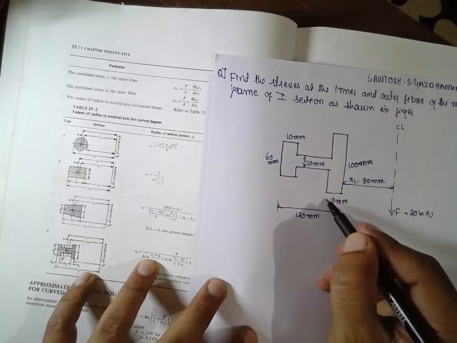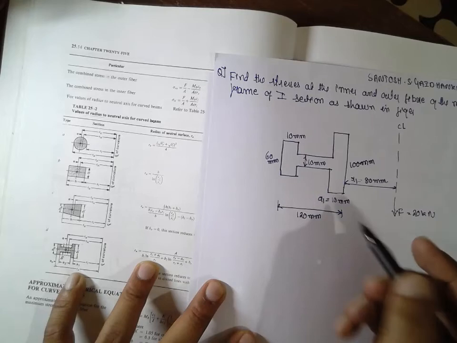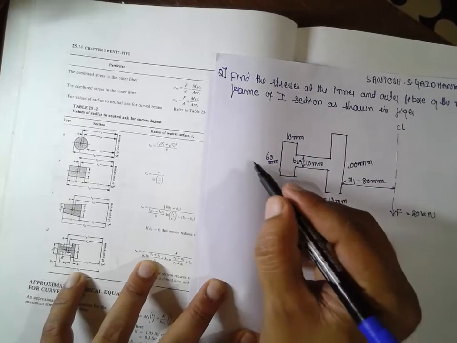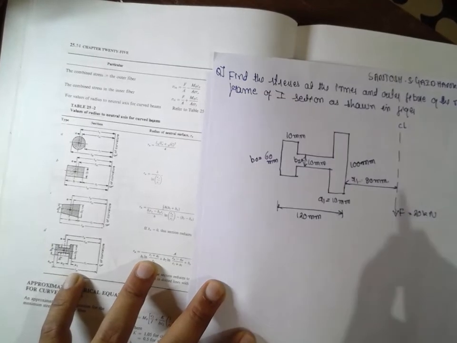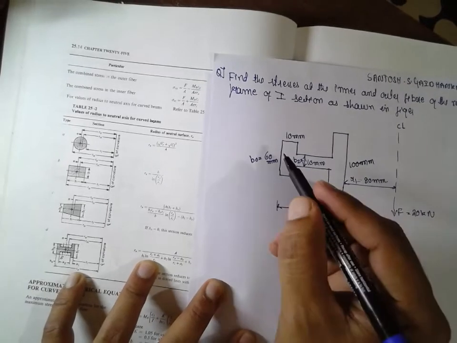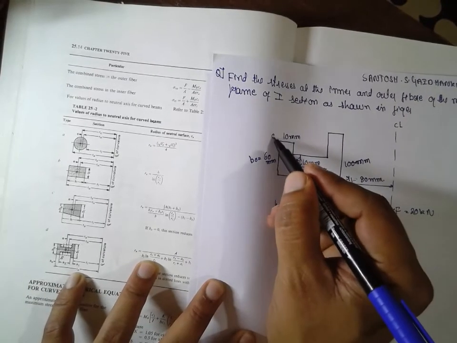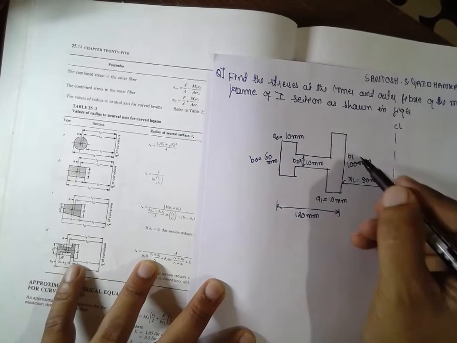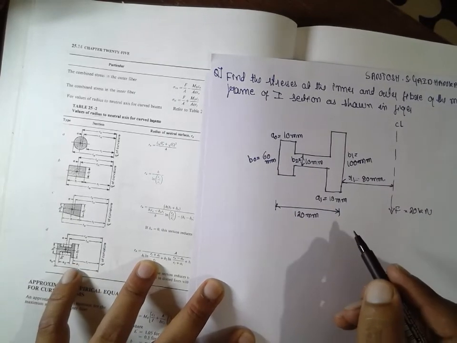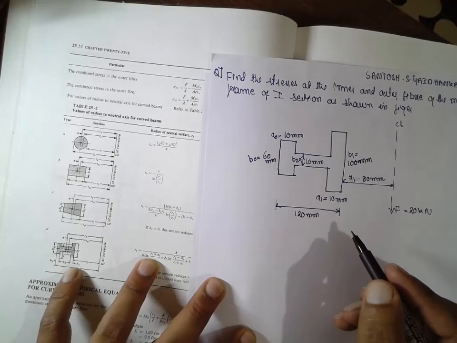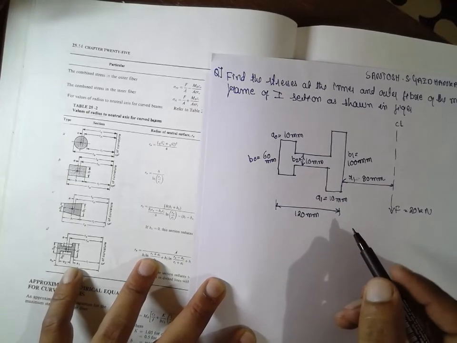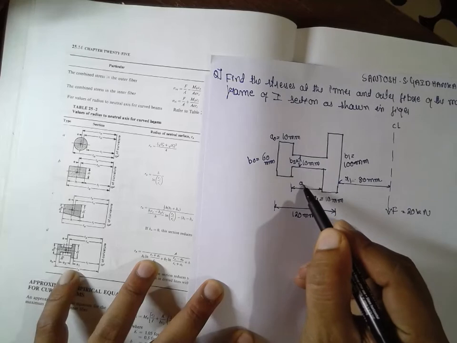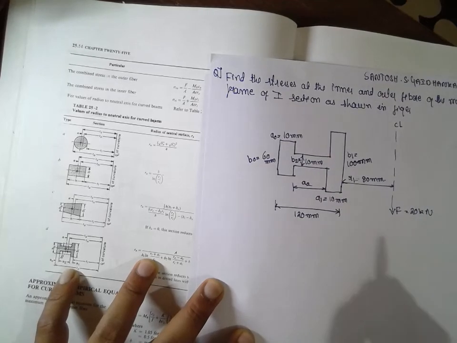Next, this is A1, as per the data handbook. This is B2. This is B0. This is A0, B1, 100. But we don't know A2. How to find out A2?